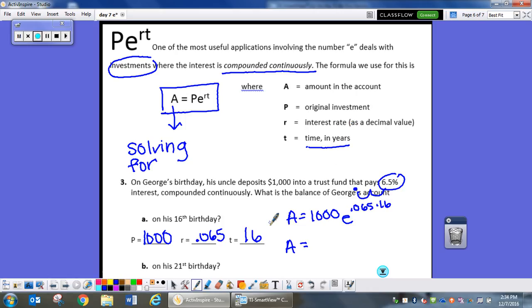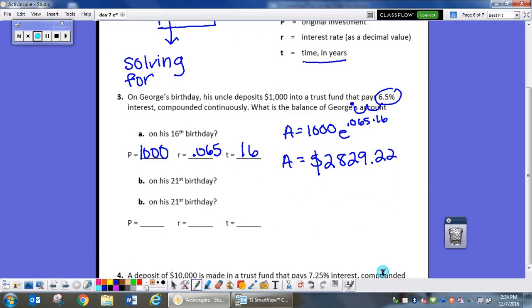All right, so if you plug and chug through that, you should be getting $2,829, and since it's money, we should round to the nearest hundredth, and 22 cents. So when George turns 16, that is how much money should be in his account. So when he turns 21, we got to figure out how much money he'll have. I betcha he has more money in his account. So again, your principal is going to be 1,000. Your rate didn't change. And now your time is 21 years. So you would just plug and chug.